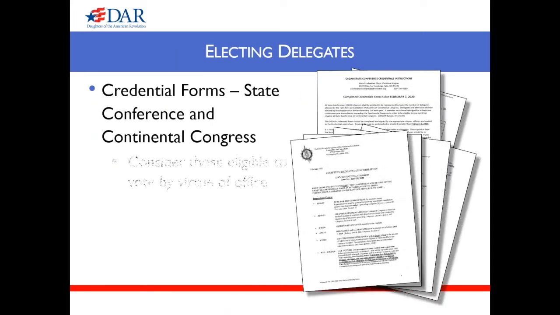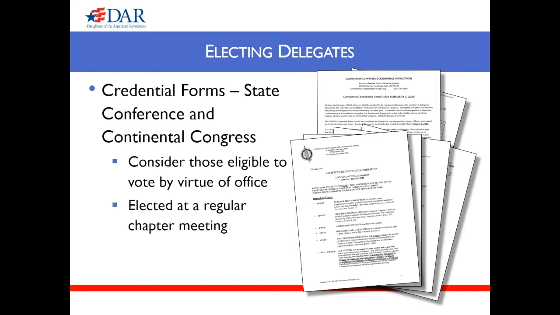When it is the appropriate time to elect delegates to state conference and Continental Congress, your chapter members should consider the list of those eligible to vote by virtue of office. Delegates are elected at a regular chapter meeting, and the credential forms for both state conference and Continental Congress need to be properly completed and submitted by the deadlines specified on the forms. The most important thing is that the chapter has voting representation at state conference and at Continental Congress.